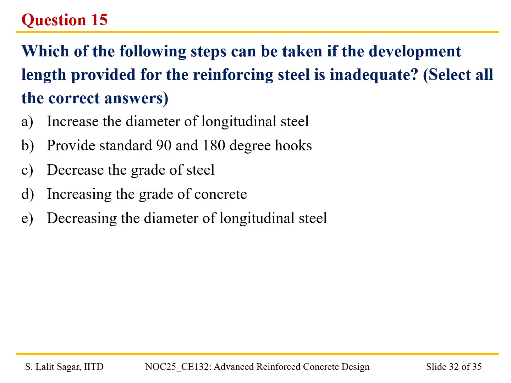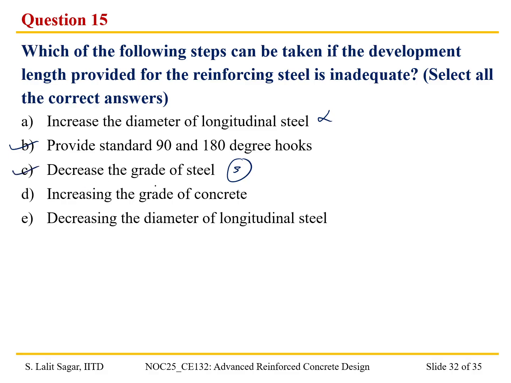Which of the following steps can be taken if the development length provided for the reinforcing steel is inadequate? Out of the 5 options, we need to pick the correct answer. Increasing the dia of longitudinal steel is not effective, because if we increase the dia, we need to provide a higher development length. We can provide hooks of 90 degree or 180 degree, so that will increase the development length provided. We can decrease the grade of steel provided we are providing the proper strength and anchorage length in the design. So this is a viable option.